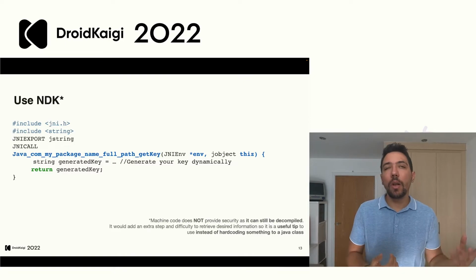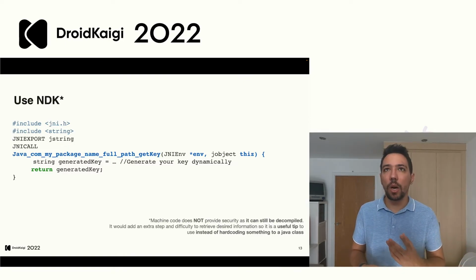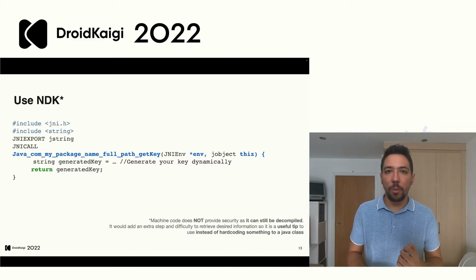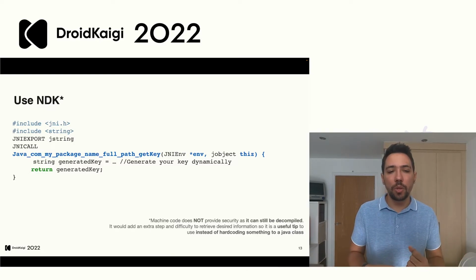Alright, so let's continue talking. Let's talk about the NDK, and how we can add something extra into our application. As you might know, we can use some native coding within our Java applications with C or C++ that get bundled within our application as well.